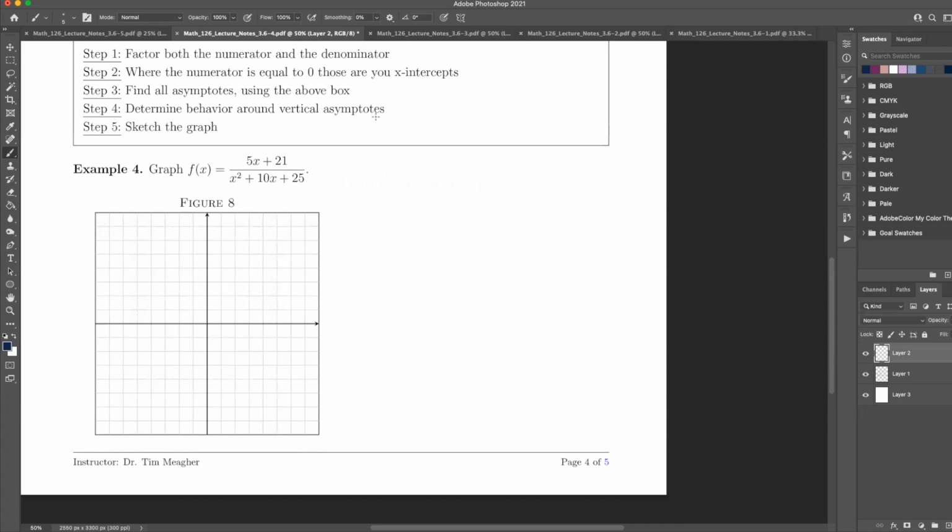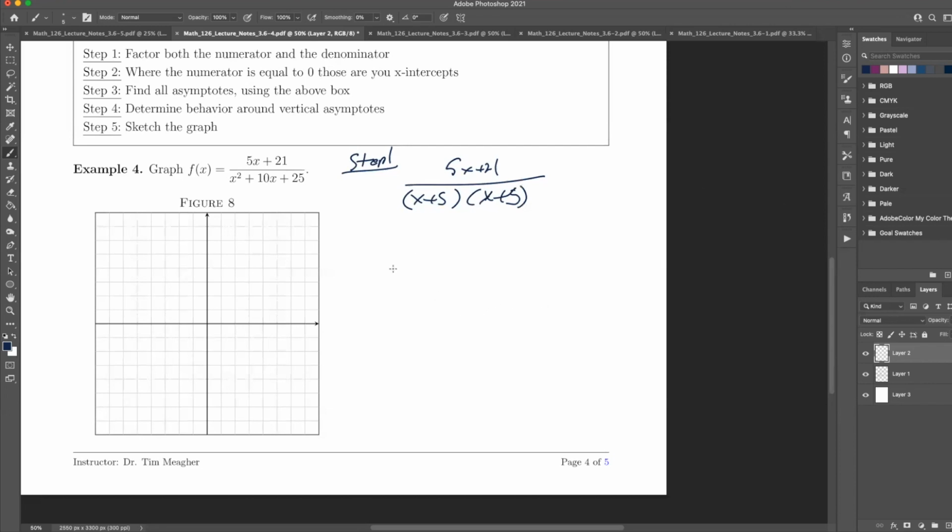All right. So step one, we're going to factor this. Step one, we're going to factor both the numerator and denominator. Does this factor at all? No. So we're just going to write it as 5x plus 21. Does this factor? Sure. This is x plus 5 and x plus 5, or x plus 5 squared. You can write it either way.